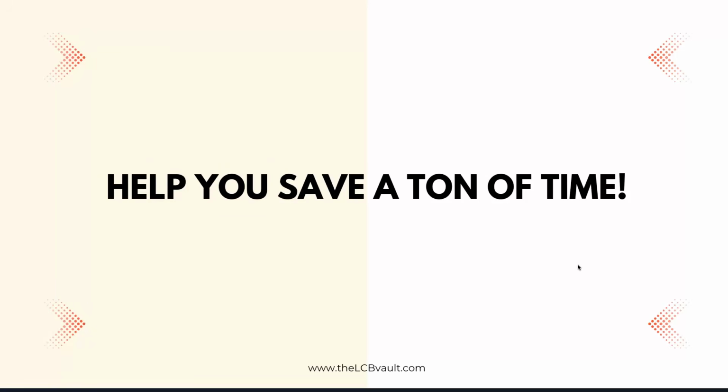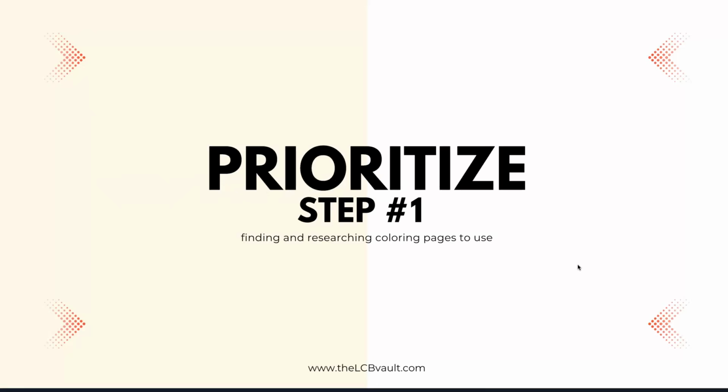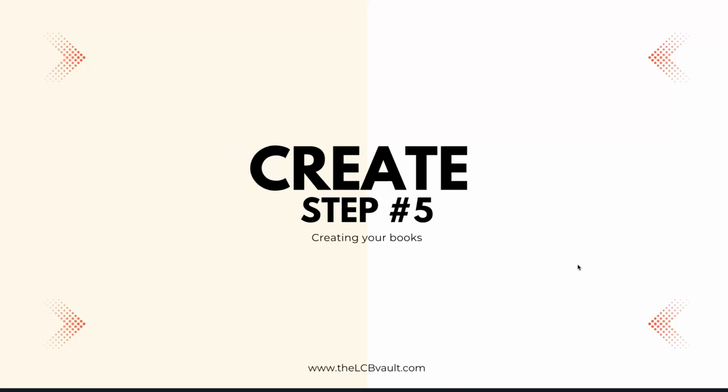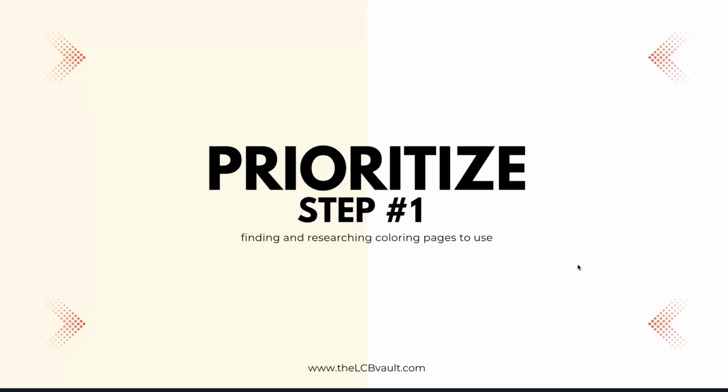Now, what I'm going to do quickly is just go through those steps. First step being under prioritise, and we will be finding and researching colouring book pages to use. Step 2 is going to be creating and organising folders within Canva, which falls under organise. Step 3 is where we will be creating a master template. Step 4, creating templates from the master template, and then step 5 is where you will be creating your books. So, let's go to step 1, finding and researching colouring pages to use.